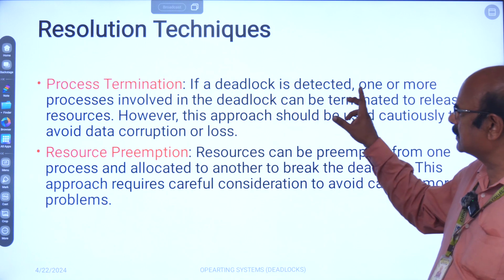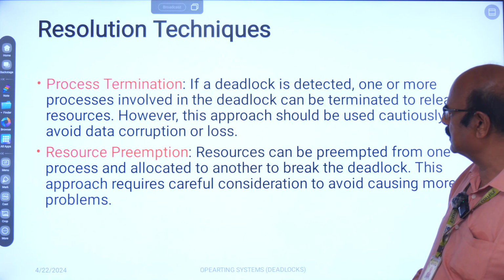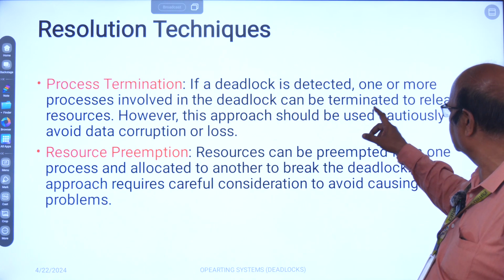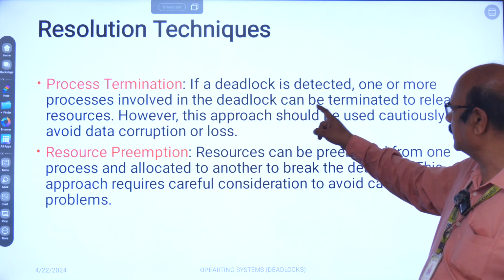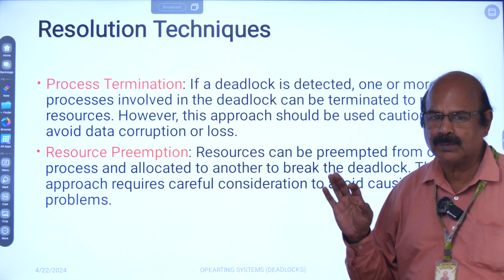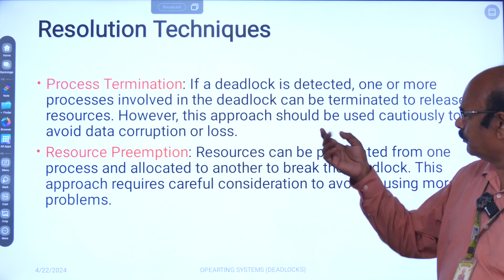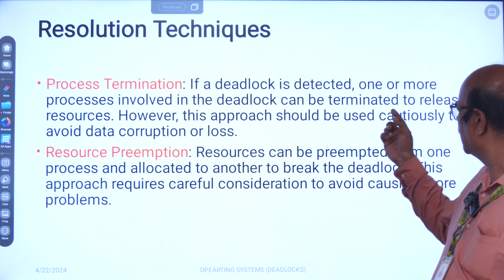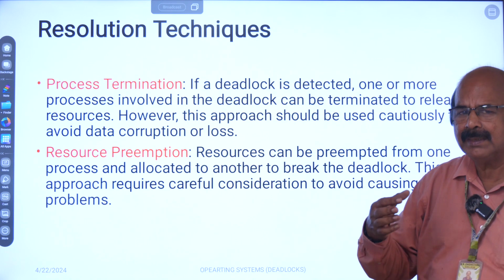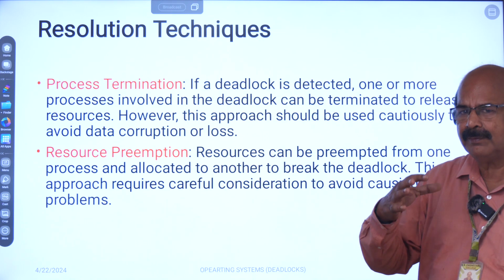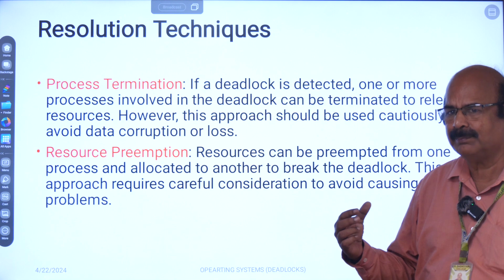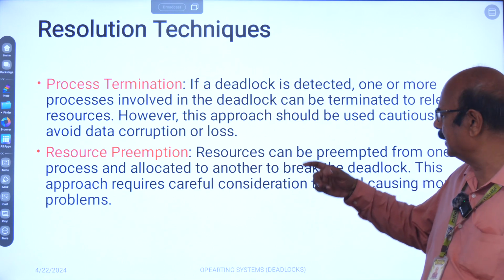Next, deadlock resolution techniques: process termination. If a deadlock is detected, one or more processes involved can be terminated. So that is known as process termination. If a deadlock is detected, some of the processes holding resources can be terminated, so that we can avoid the deadlock.